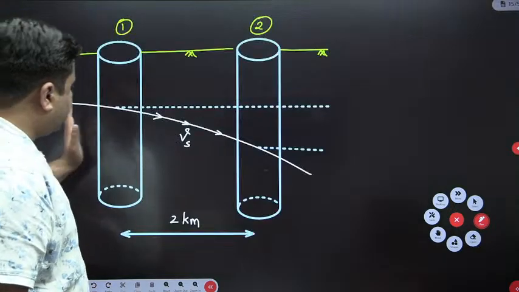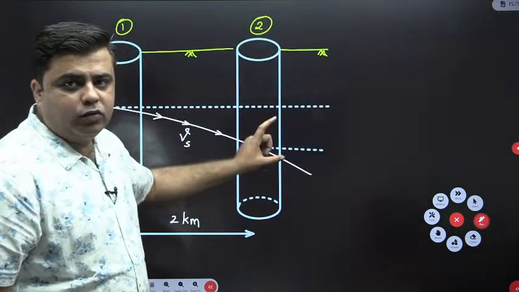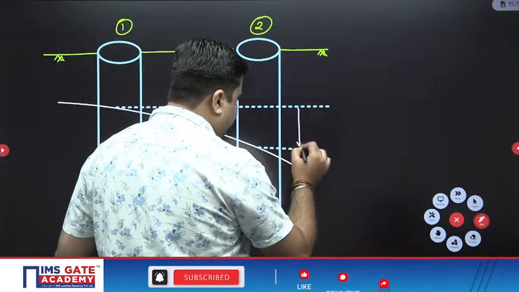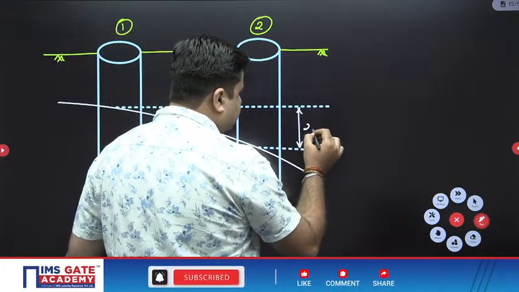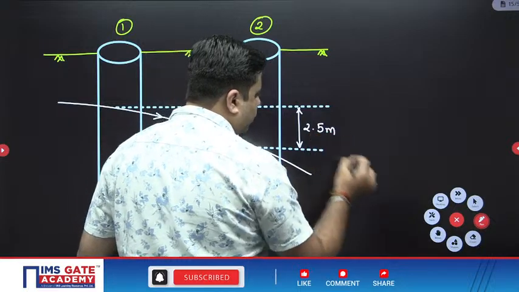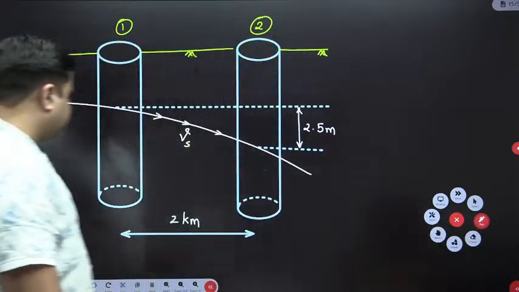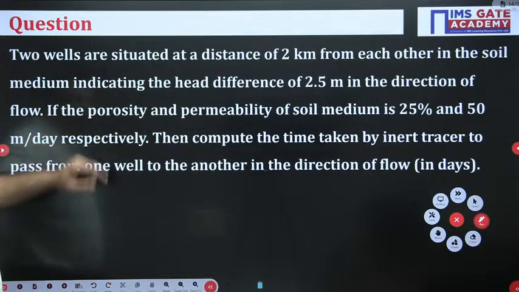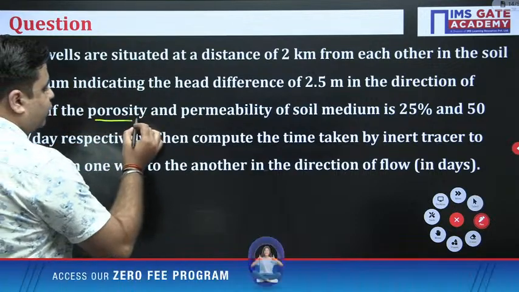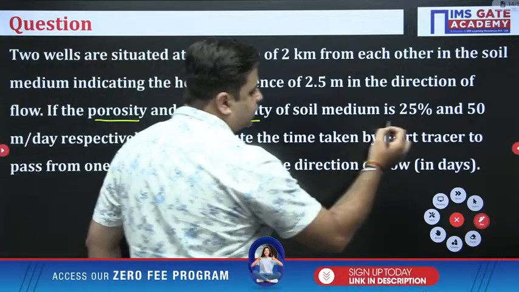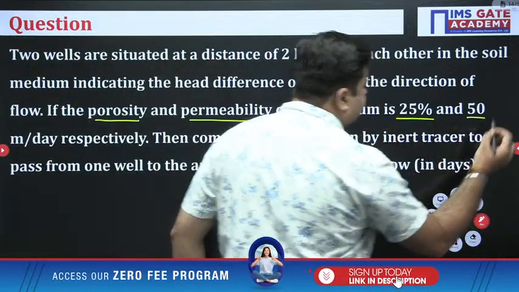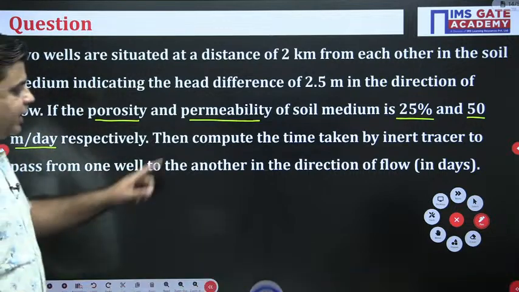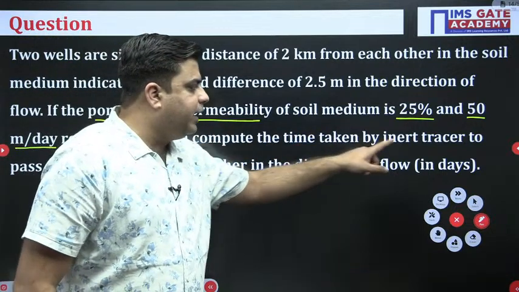So when the water is flowing from well 1 to well 2, the head difference is given to you as 2.5 meter. This head difference is 2.5 meter. Okay, sir. Now the question is saying that if the porosity and permeability of the soil medium is 25% and 50 meter per day respectively, then compute the time taken by inert tracer.